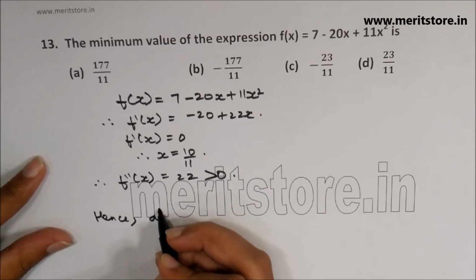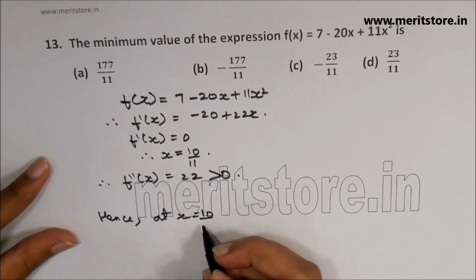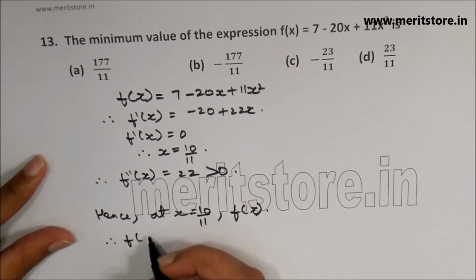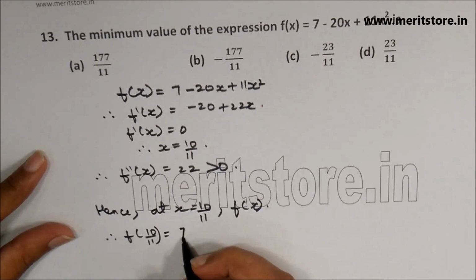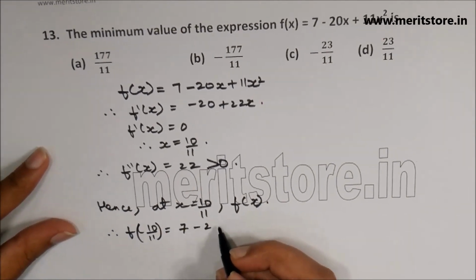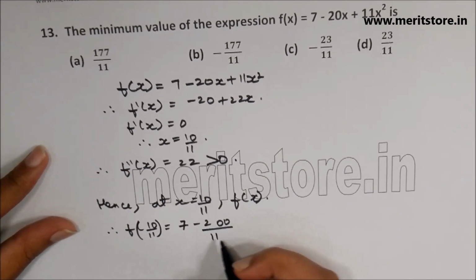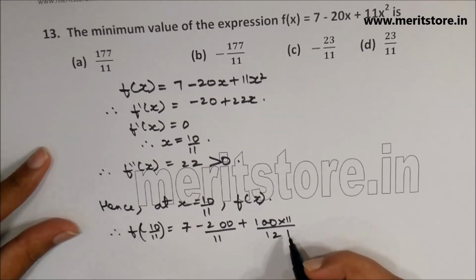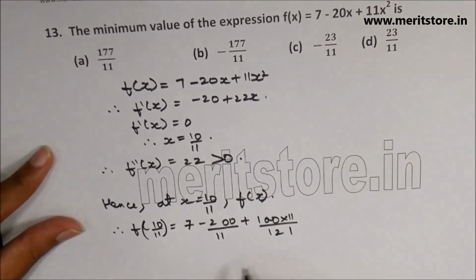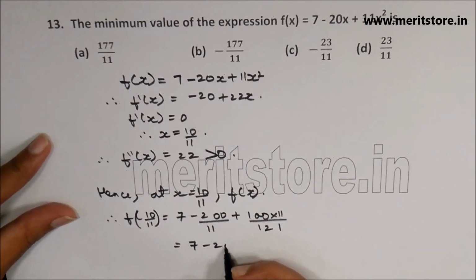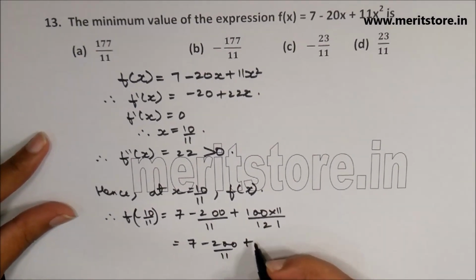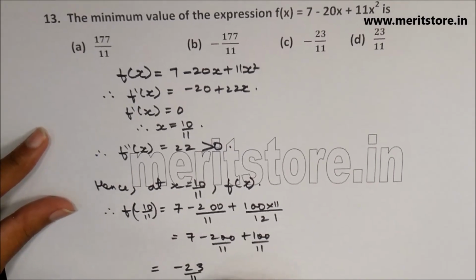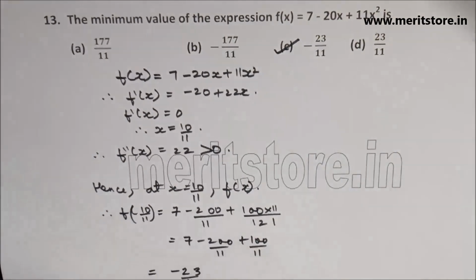Hence, at x equal to 10 by 11, f of x will have minimum value at 7 minus 200 upon 11 plus 100 into 11 upon 121. Substituting the value of 10 by 11 in equation 1, 7 minus 200 upon 11 plus 100 upon 11, we get the answer as minus 23 by 11. So option C is the correct option.